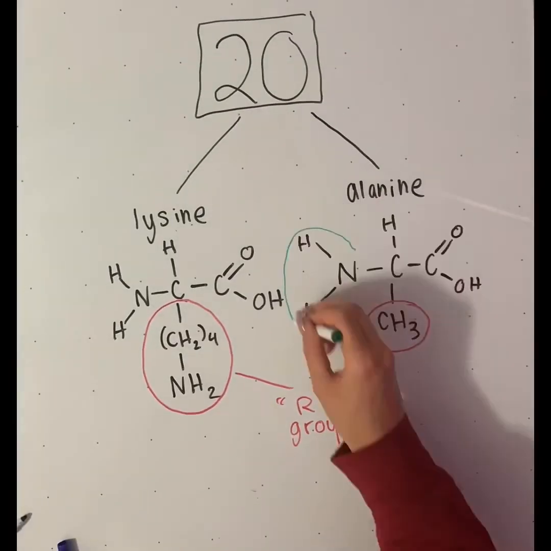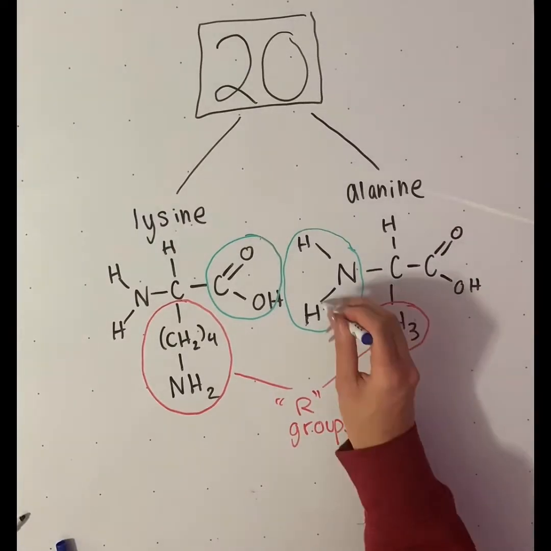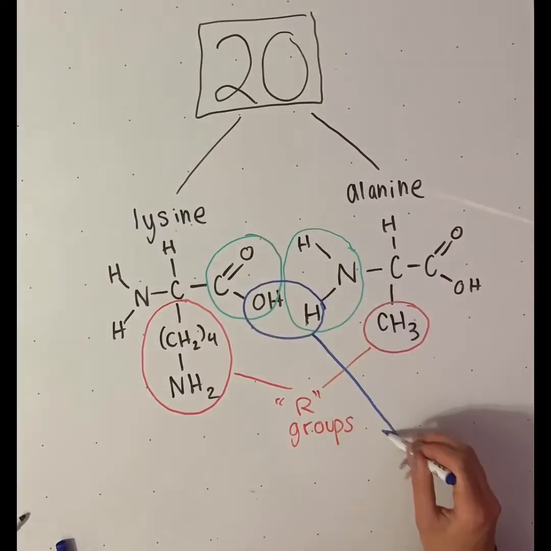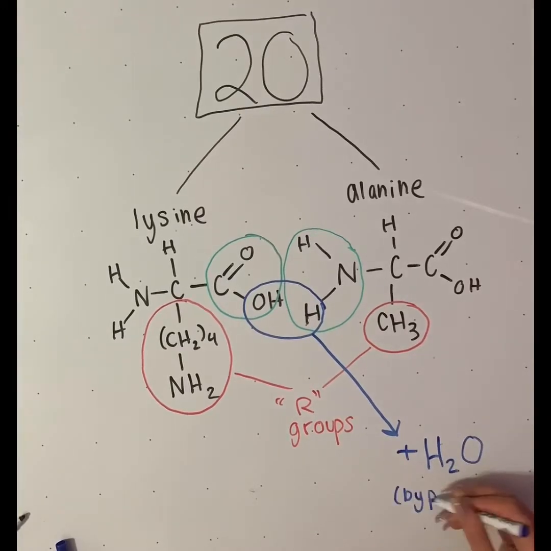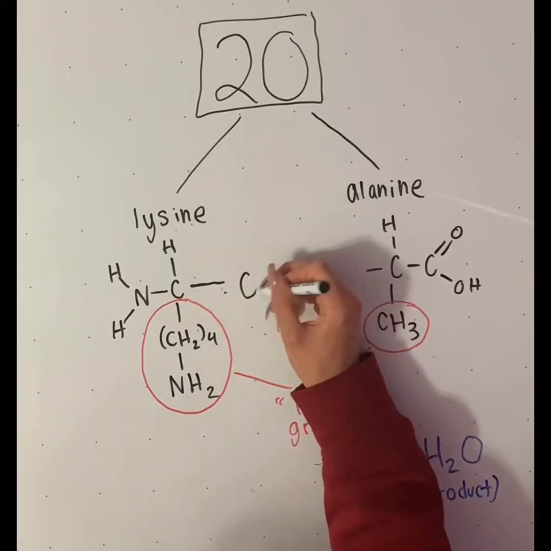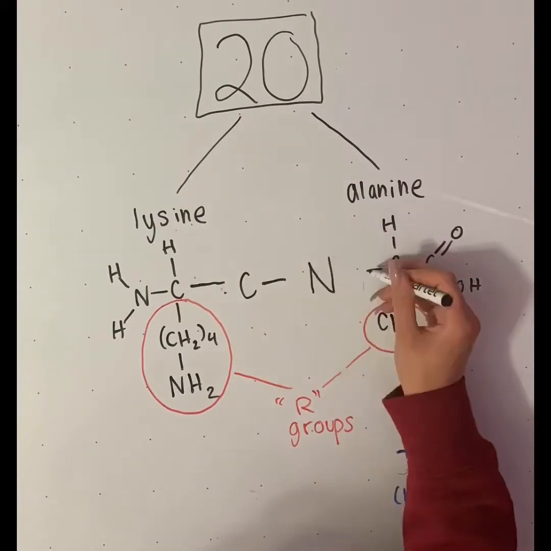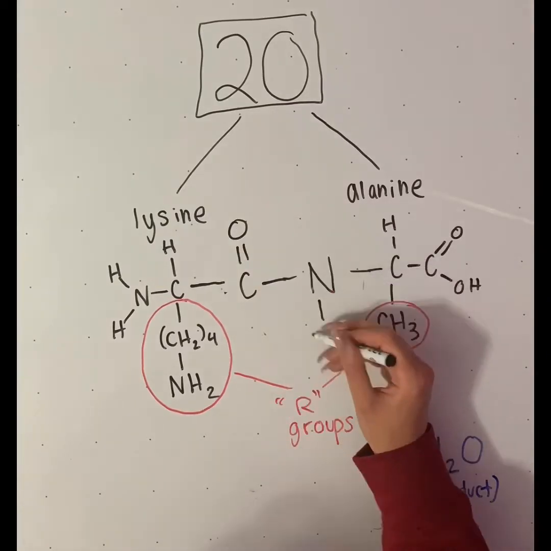In this condensation reaction, we'll be focusing on these two groups. The byproduct of this reaction will form from the hydroxide atom of the carboxyl group and the hydrogen atom of the amino group, forming water. We are left with a peptide bond between the carbon of the carboxyl group and the nitrogen of the amino group. The double oxygen bond and the hydrogen bond will remain.